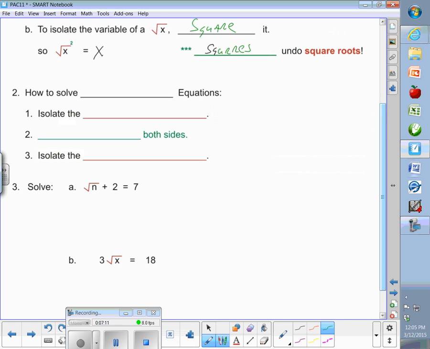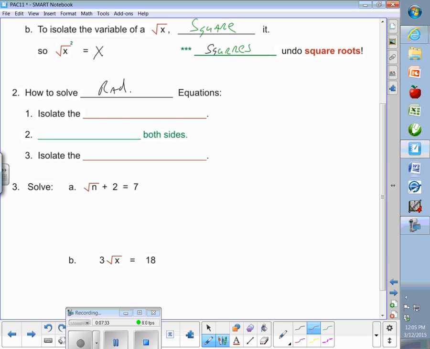Number 2, how to solve rad equations. Getting rad today. By the way, the radical police will surely be visiting either your homework or quiz or test paper. So you don't want that. They'll issue you citations. It's not good.